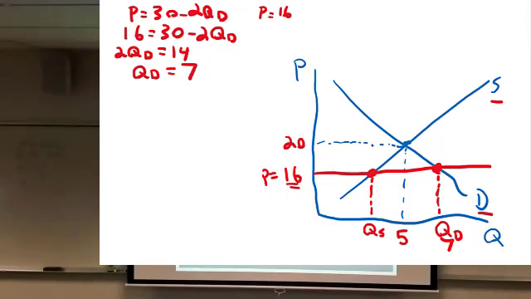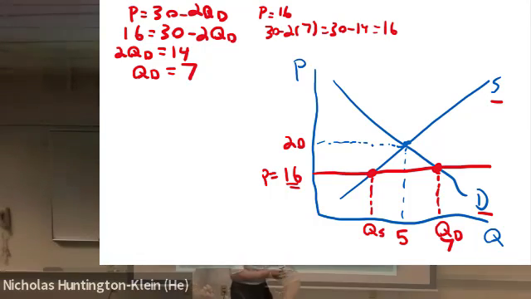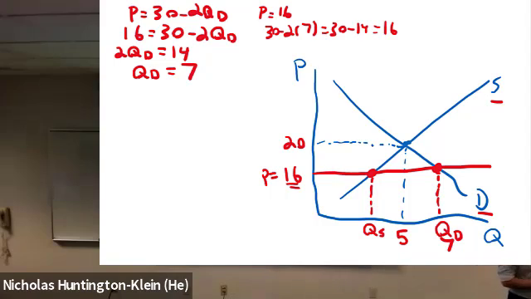Quick gut check. Any thoughts? How can I check that I haven't done something egregiously wrong in this calculation? What was that? Yeah, I can plug it back in, make sure that I get 16. That's a good idea, right? We can say, okay, what's 30 minus 2 times 7? 30 minus 14 is 16. Good. Excellent. Another way we can check and make sure that we're not doing something wrong, look at the graph.